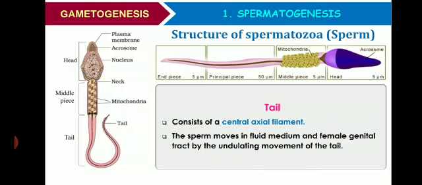Then what we have is a tail-like structure. This tail is formed of plasma membrane covered around the axial filament. So this is what we call the complete structure of the sperm cell.